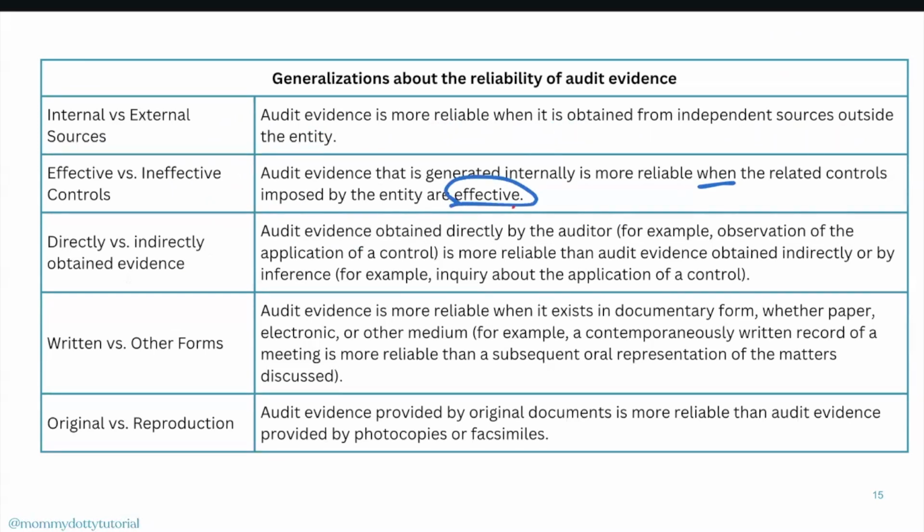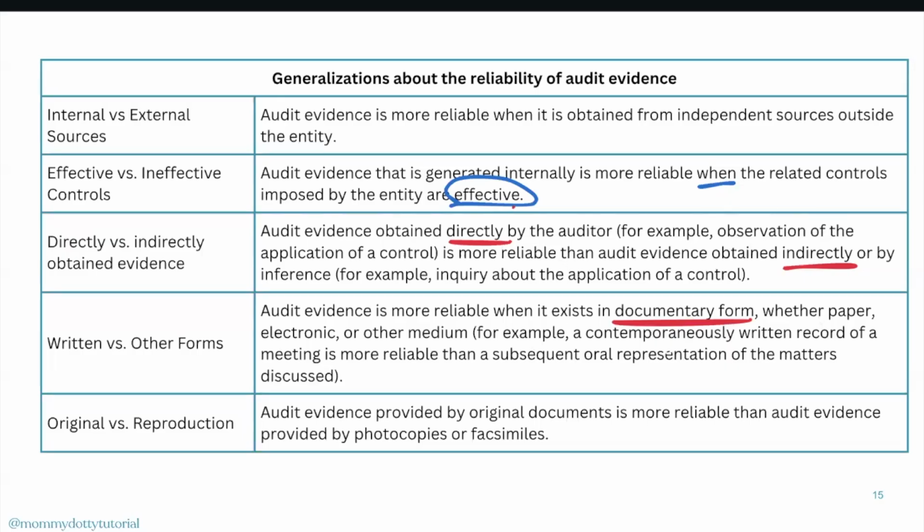The next one, directly versus indirectly obtained evidence. So audit evidence obtained directly by the auditor, for example, observation of the application of controls, is more reliable than audit evidence obtained indirectly or by inference. For example, inquiry about the application of a control. Okay. Written versus other forms. Audit evidence is more reliable when it exists in documentary form. It's written, whether paper, electronic, or other medium.